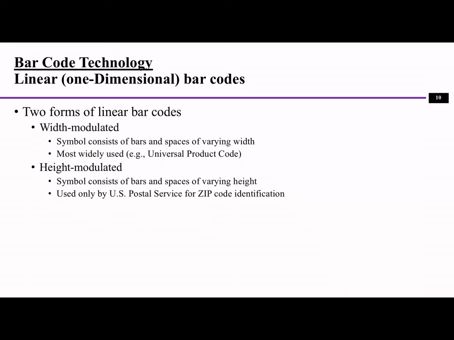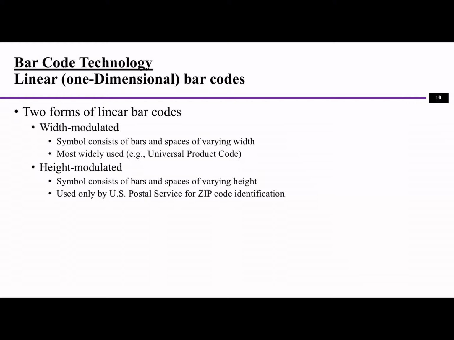So universal product code, you can see that commonly in products, for example in supermarkets. You can see at the back of the package there is the barcode. So they all have been identified as a certain code.